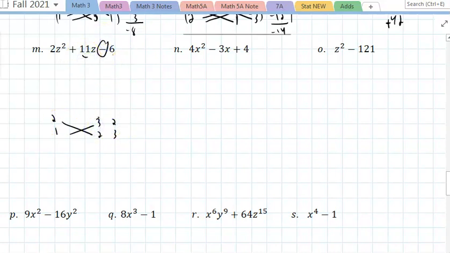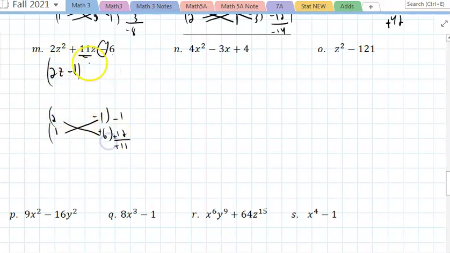4 minus 3 is 1, that doesn't work. 6 minus 2 is 4, that doesn't work. The other factors are 1 and 6, 6 and 1. So 12 minus 1, that works. So there it is, I found them, 1 and 6. 12 minus 1 gives me 11. I want positive 11. So 12 must be positive and 1 must be negative. The sign carries over. And we know the drill. This is going to be 2z minus 1 and a z plus 6. Or 1z if you want. It's the same thing.